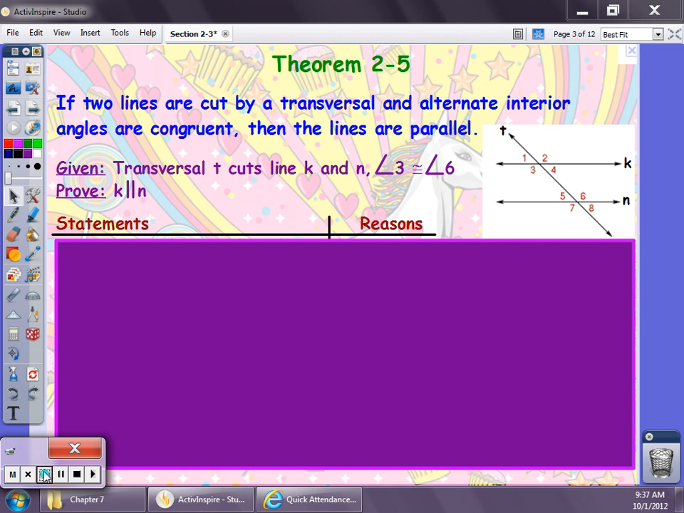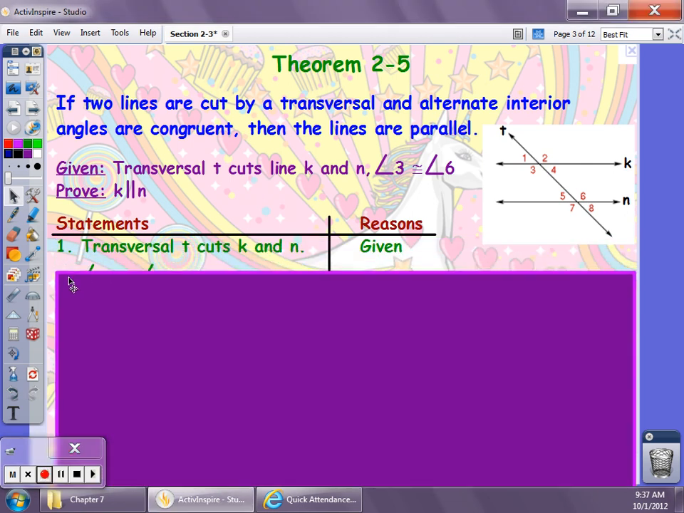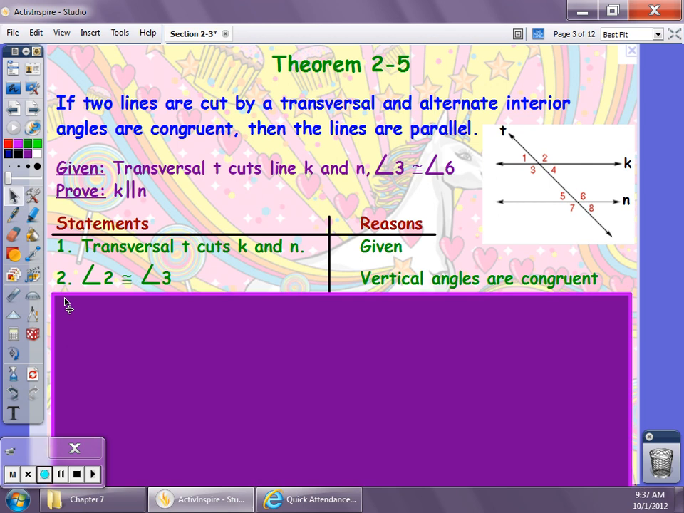So we are given that transversal T cuts lines K and N, and that angle 3 is congruent to angle 6. And we're going to try to prove that line K is parallel to line N. So I'm going to start with my first given statement, which states that transversal T cuts lines K and N, which is given. I'm also going to conclude from the diagram that angle 2 is congruent to angle 3 based on the theorem vertical angles are congruent.